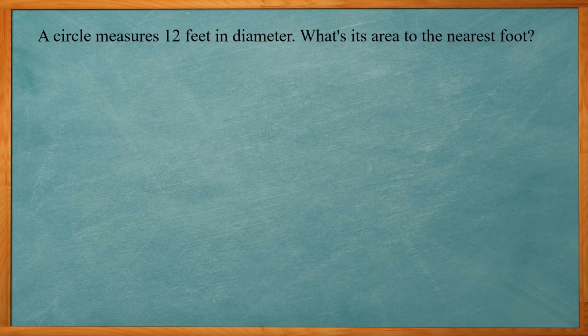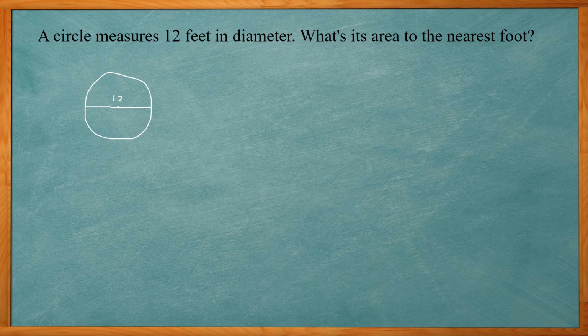So this one reads, a circle measures 12 feet in diameter. What's its area to the nearest foot? So we have a circle here with a center. The diameter goes from one side of the circle through the center to the other side. So that's going to be 12.